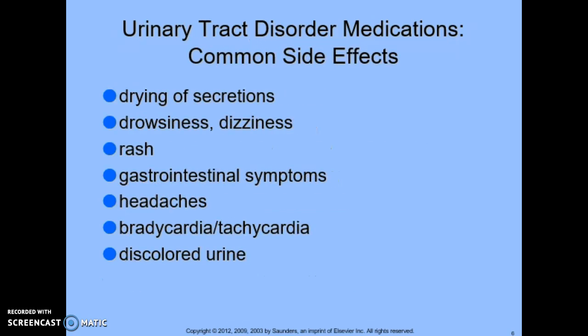Some common side effects of urinary tract disorder medications are drying of secretions, drowsiness, dizziness, rash, gastrointestinal symptoms, headaches, bradycardia and tachycardia, and discolored urine. It's important to communicate the possibility of change in urine color based on medication, so that we do that patient education and our patient understands why their urine has changed colors.